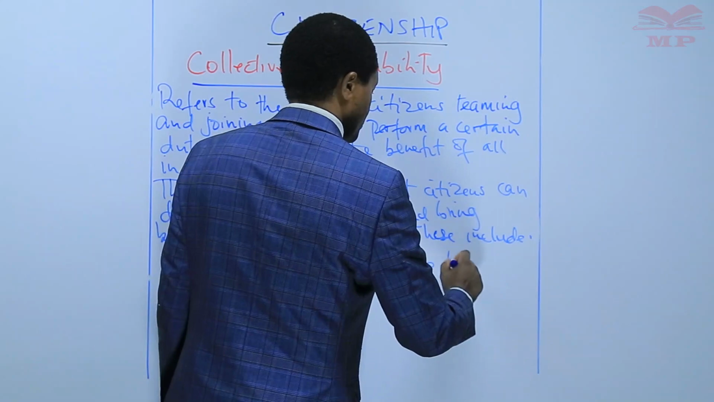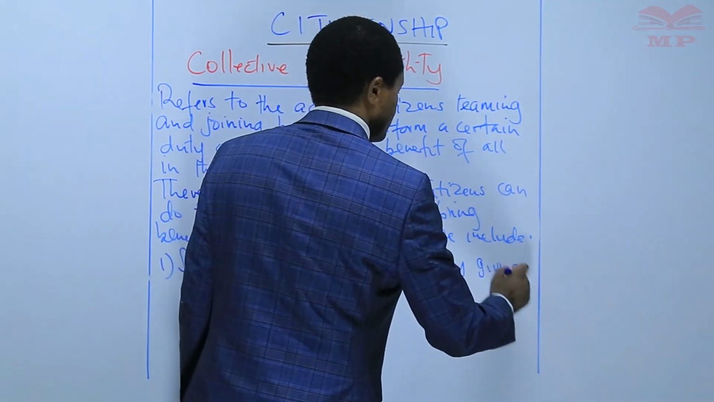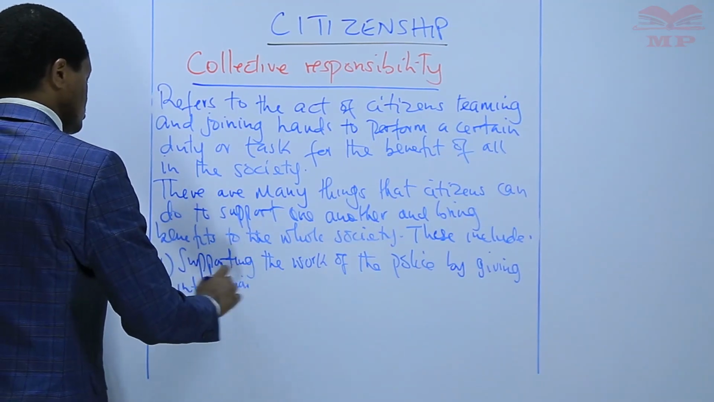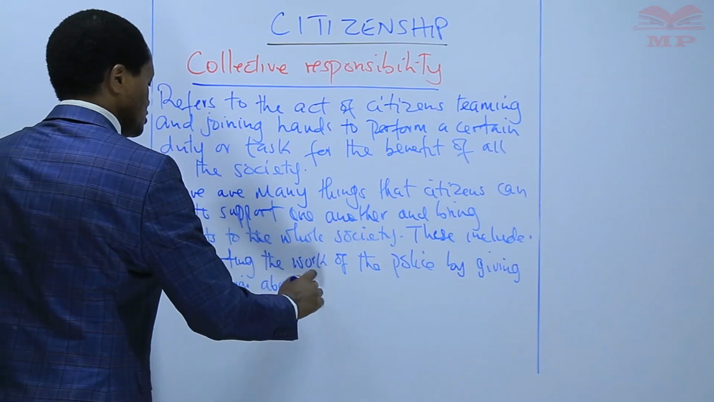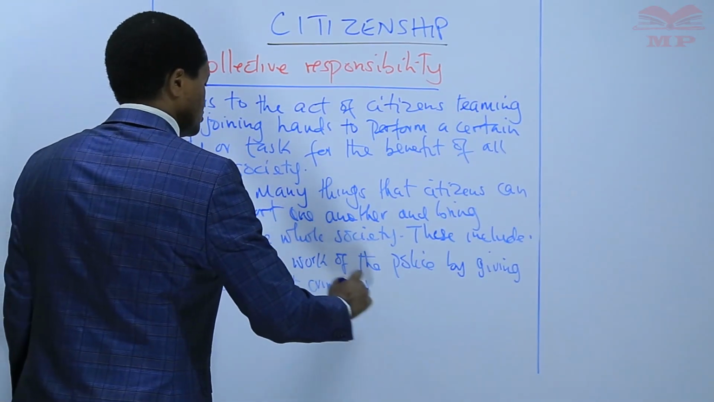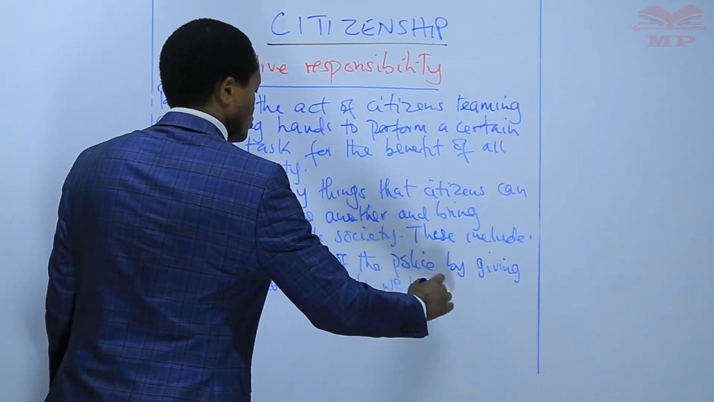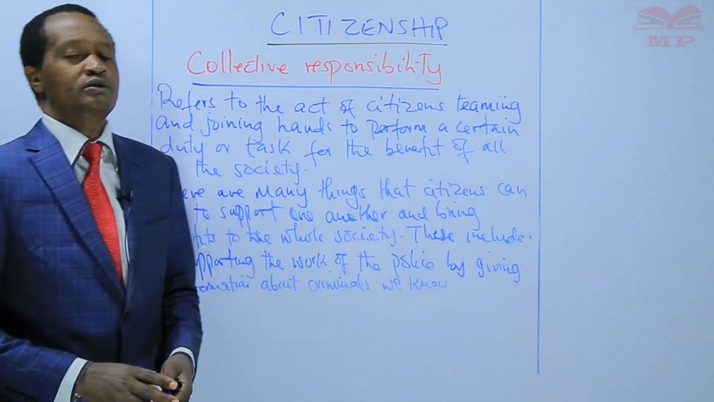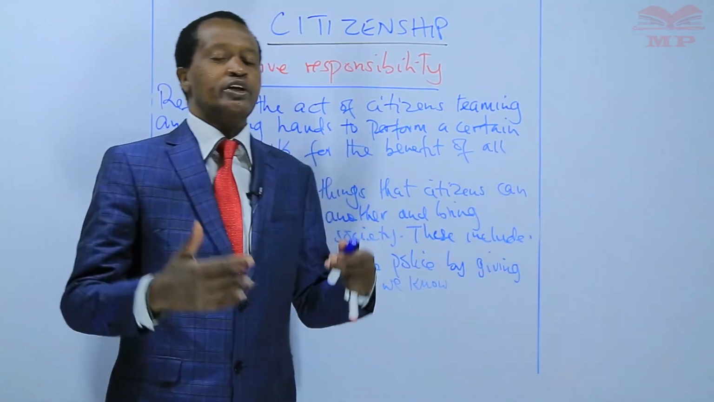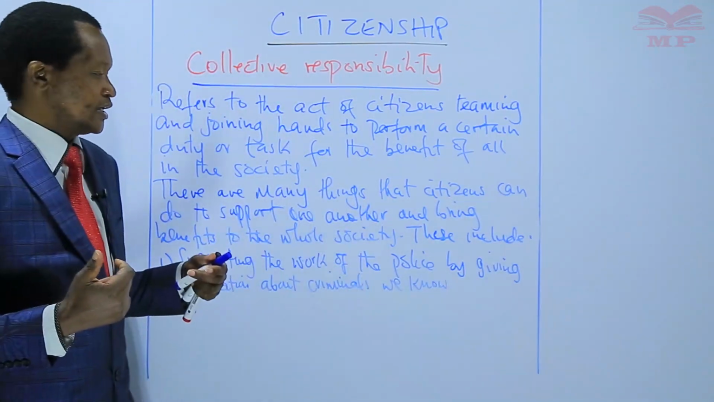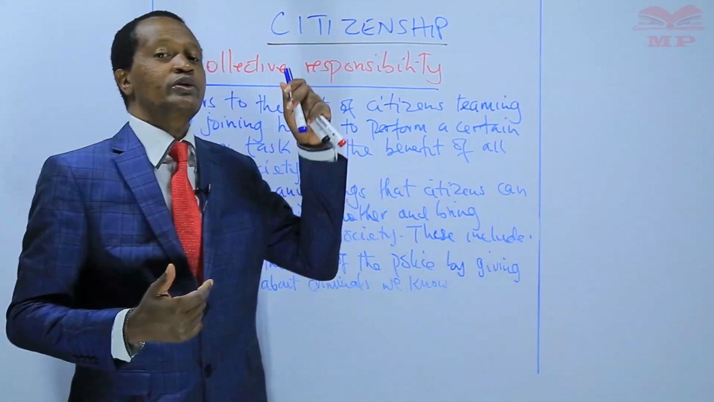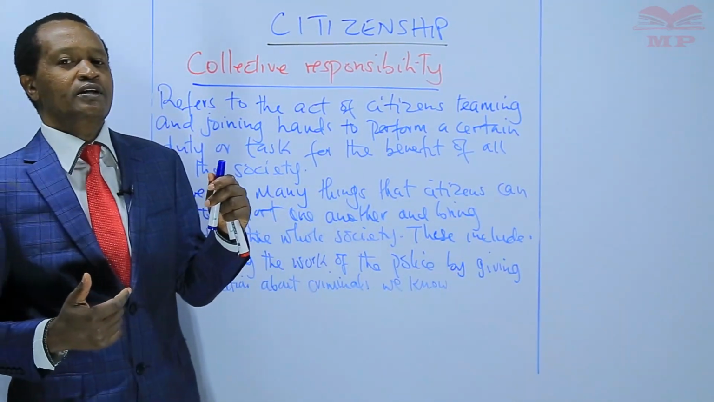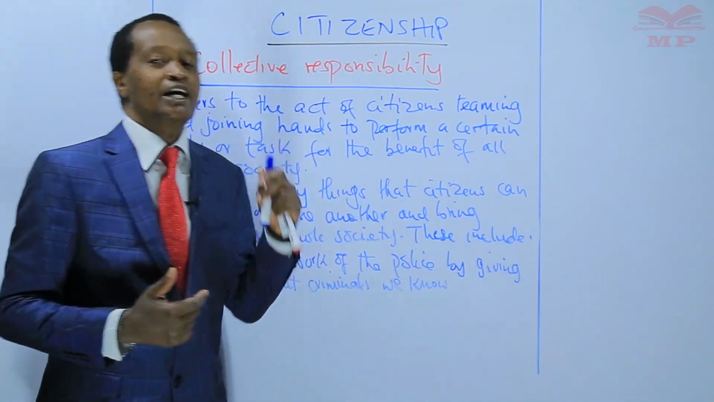For example, by giving them information about criminals we know. If you know a criminal who lives in the society or in your neighborhood, you can pass that information to the police so that the police can take action.